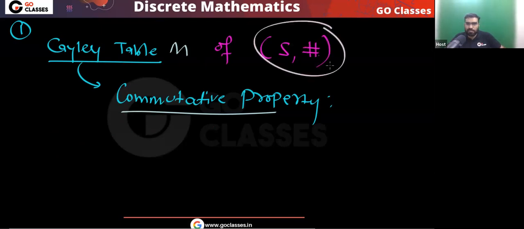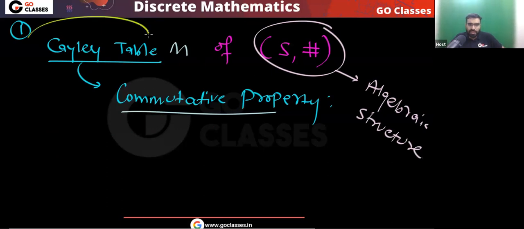This is some structure. This may or may not be a group, right? This can be any algebraic structure. Tell me one thing. Do we create a Cayley table only for a group, or can we create a Cayley table for a monoid also? If some structure is not a group, can we create a Cayley table for that? Yes, we can do that.